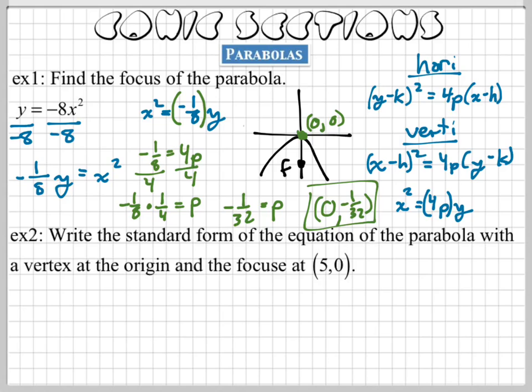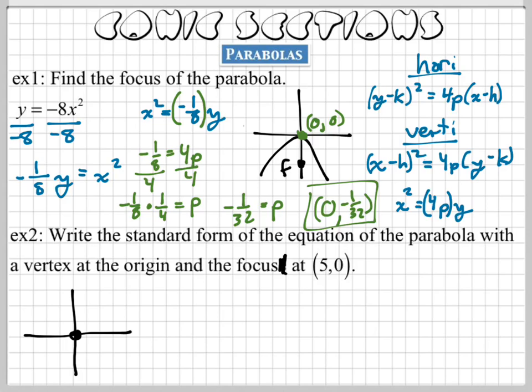The next one, we have to write an equation. It says write the standard form of an equation of a parabola with the vertex at the origin. Okay, so let's draw a picture because it makes it way easier. Vertex is at the origin, and the focus is at 5, 0.